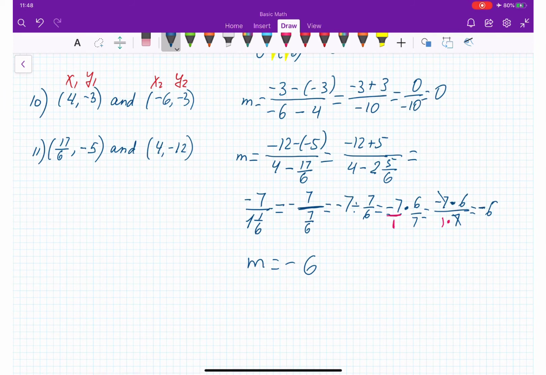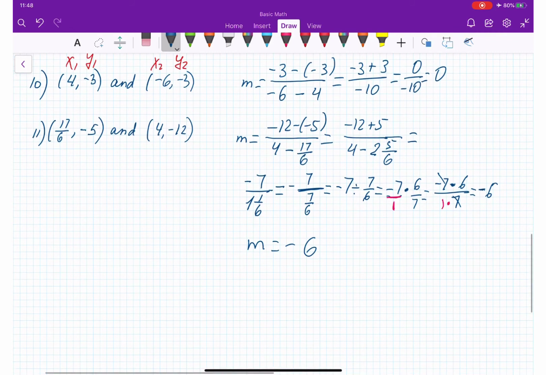Moving to question number 12. Now here we need to, based on the graph, identify if the slope is positive or negative or 0 or undefined.